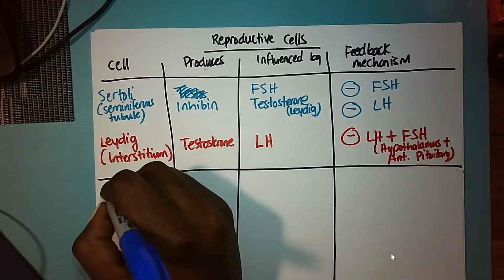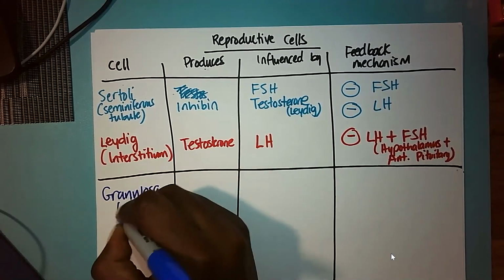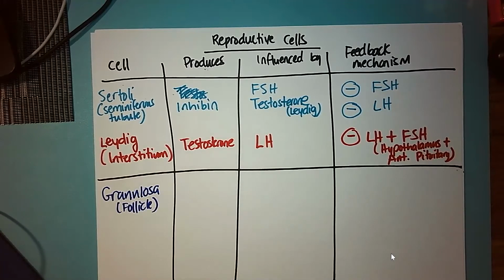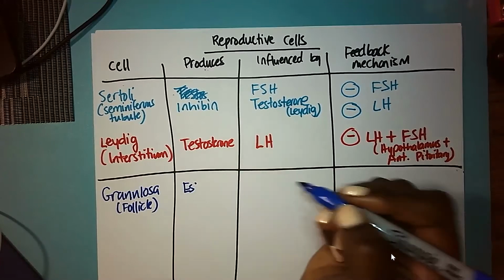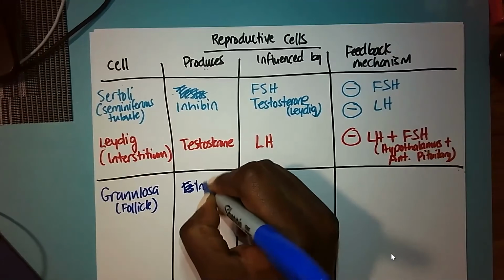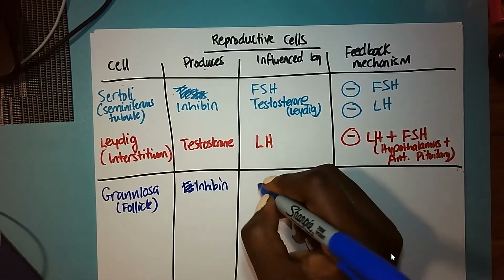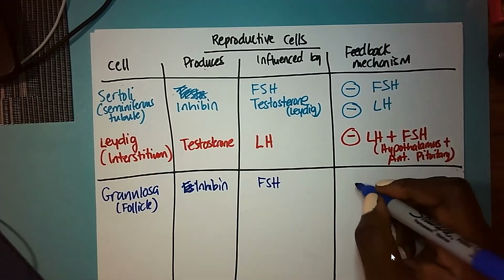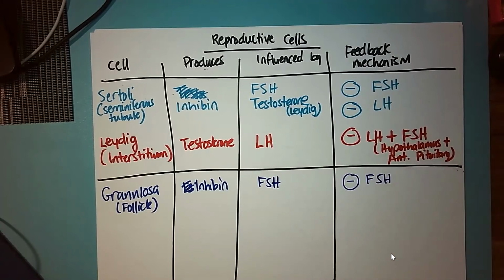So females have the granulosa cell. This is a part of the follicle, right? That is going to secrete inhibin, not estrogen, and that is also going to be influenced by FSH. Remember, we said the granulosa cell is very similar to the Sertoli cell. It's going to have a negative feedback onto FSH production from the anterior pituitary.